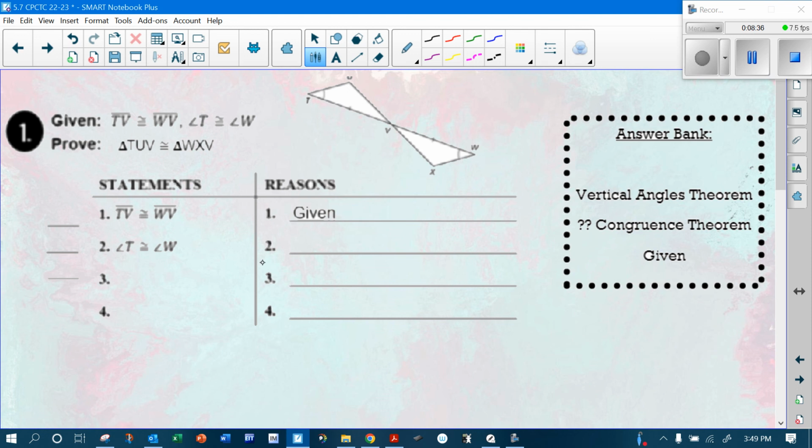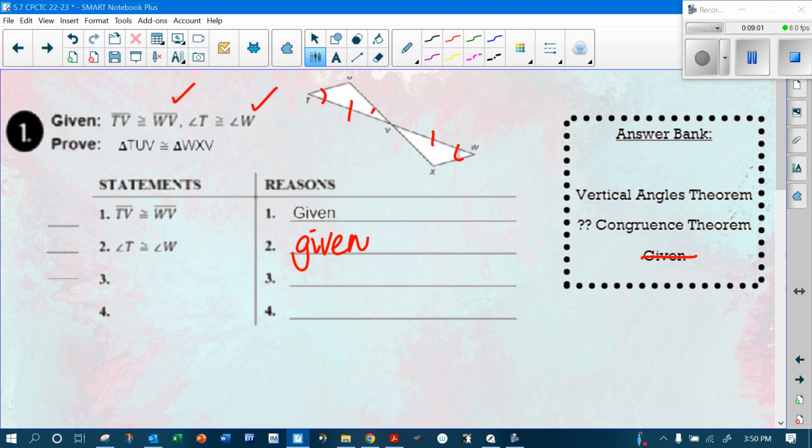So here's our first proof, and here's some blanks over here, so you're not completely filling this in. So TV is congruent to WV. That's given. Angle T is congruent to angle W. Again, that's also given.